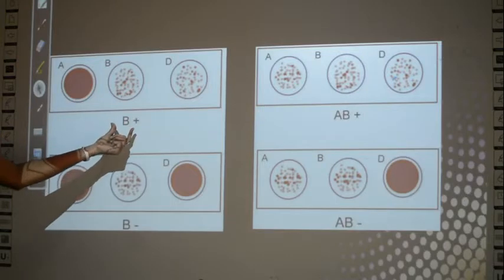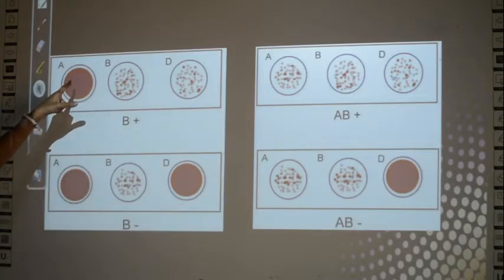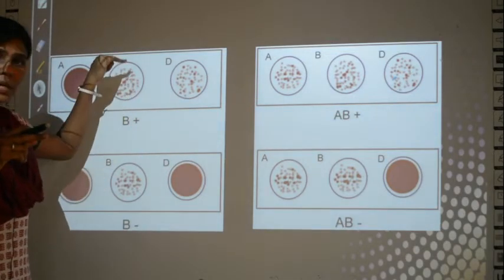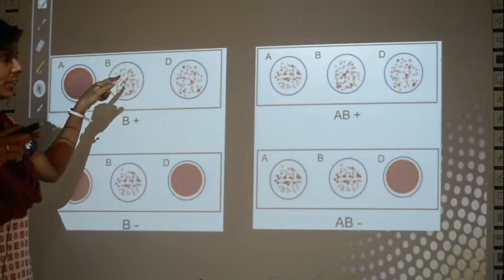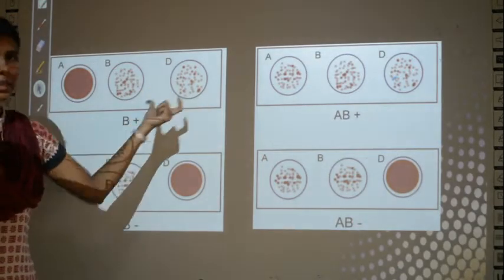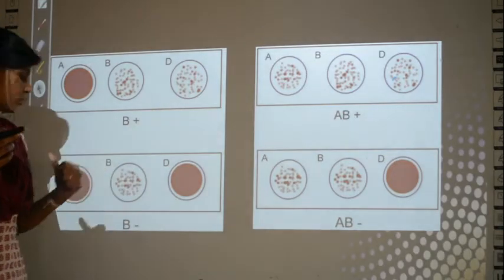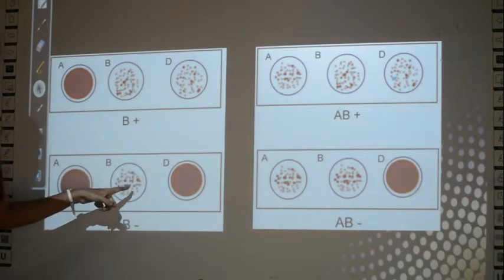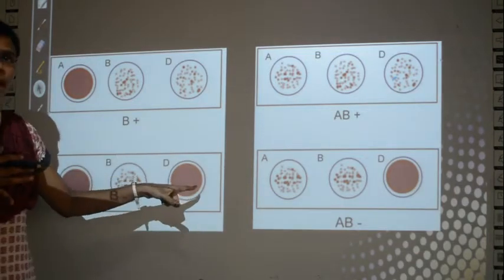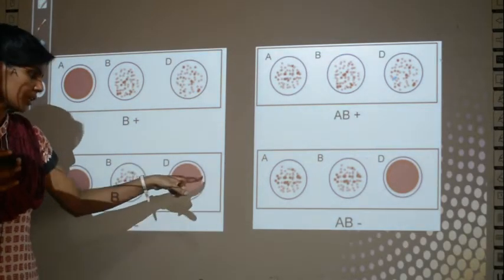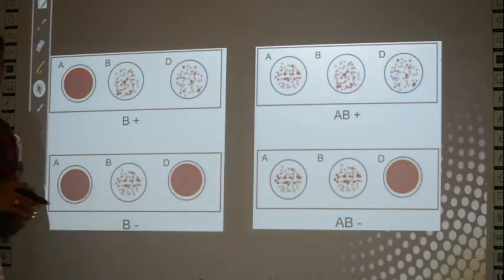B positive person, A, there will be no agglutination because this person will be having B antigens. So, when I add B antibodies, in that place there will be agglutination, and in D also he will have agglutination if he is positive. So, B positive. What about B negative? In B negative also, A antigens he will not have, B antigens he will have which will react with B antibodies, and there will be no D antigens, so here it is negative, so B negative blood group.